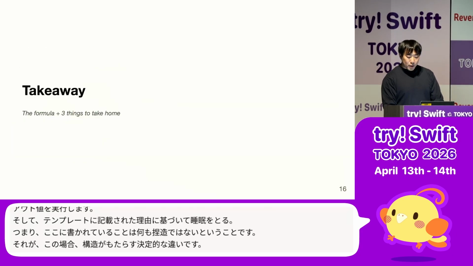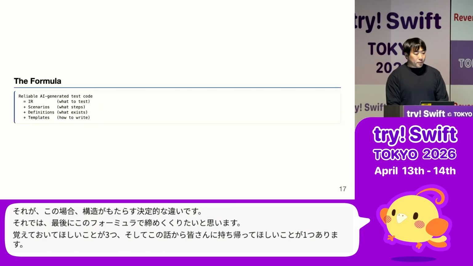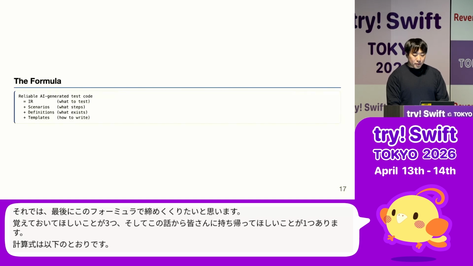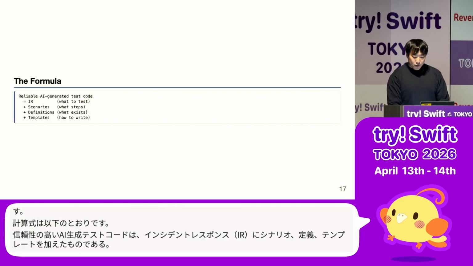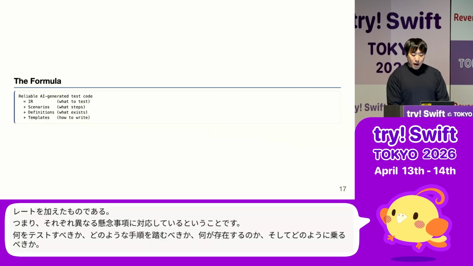All right, so let me wrap up with the formula. Three things to remember, and one thing I hope you will take away from this talk. Here is the formula: reliable AI-generated test code equals IR plus scenarios plus definitions plus templates. Each covers a different concern: what to test, what steps, what exists, and how to write. Together, they fill in all the gaps where the LLM would otherwise guess.